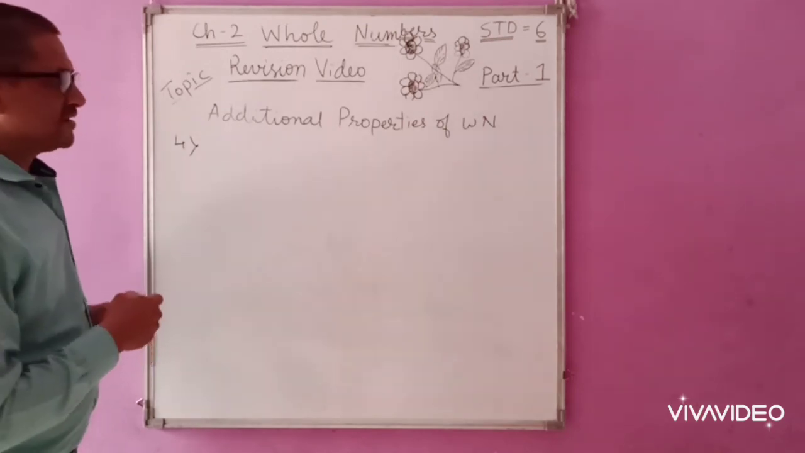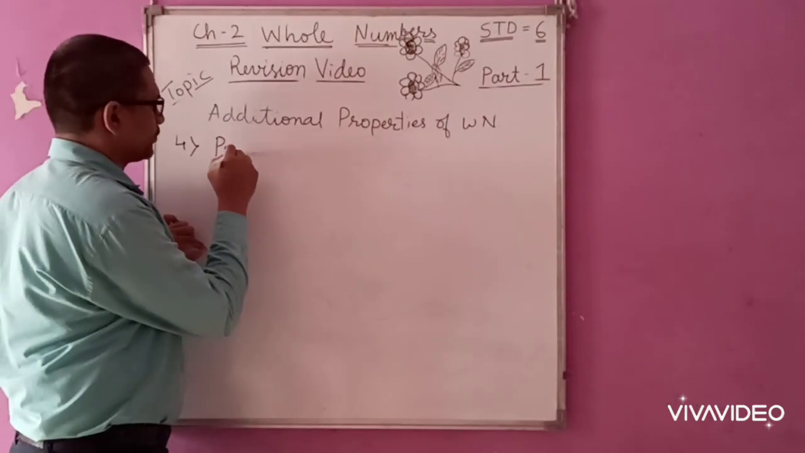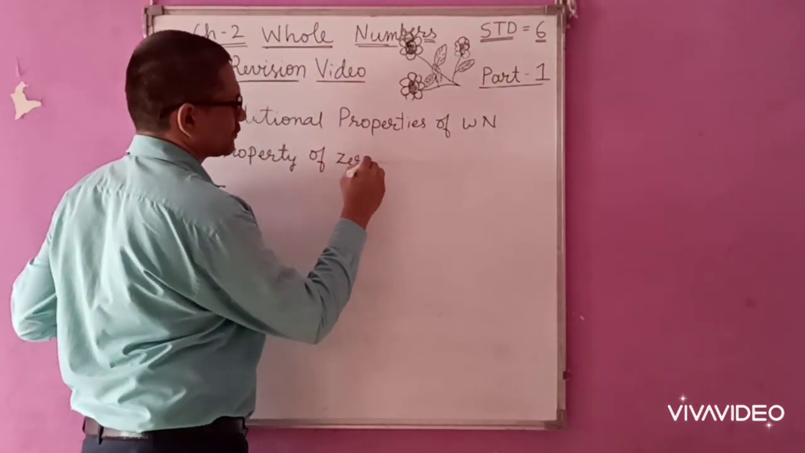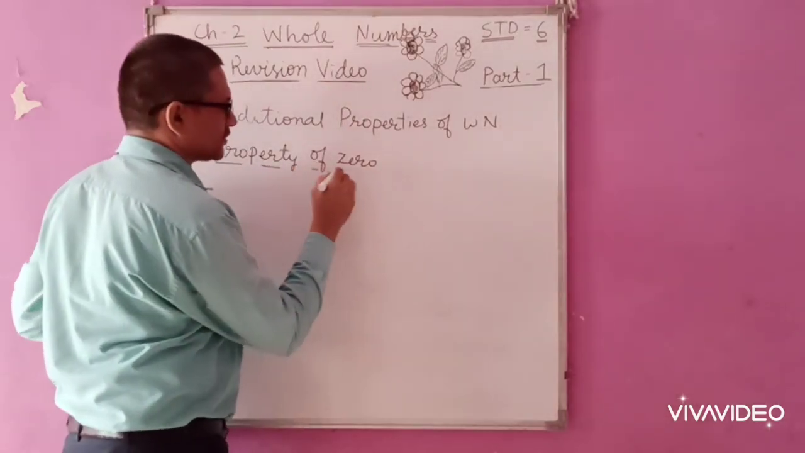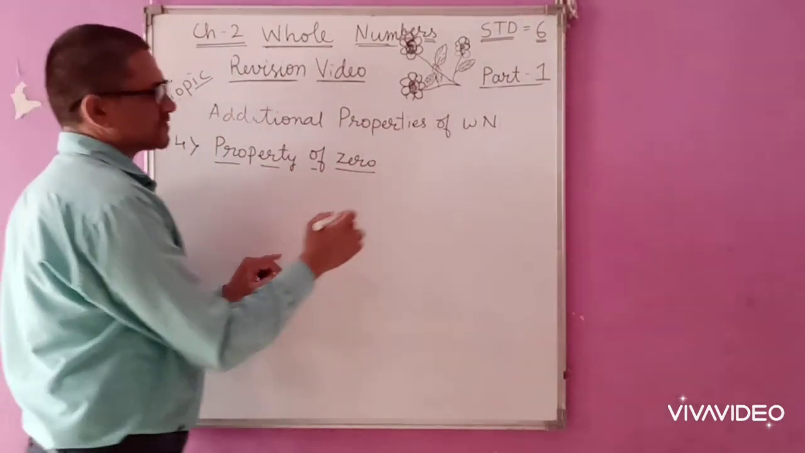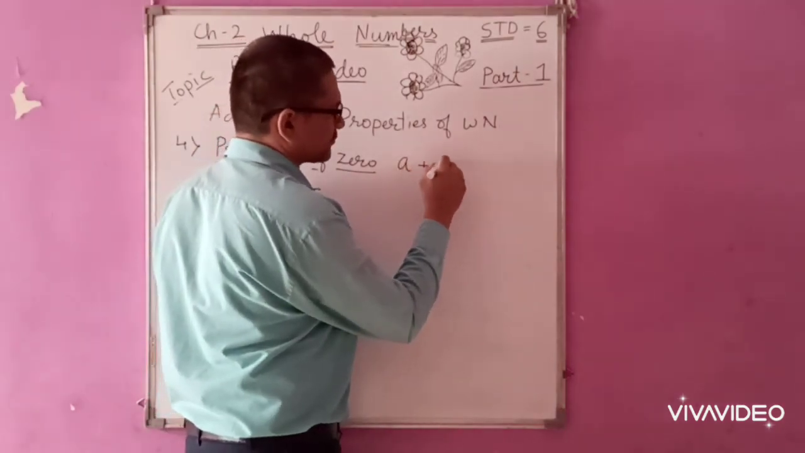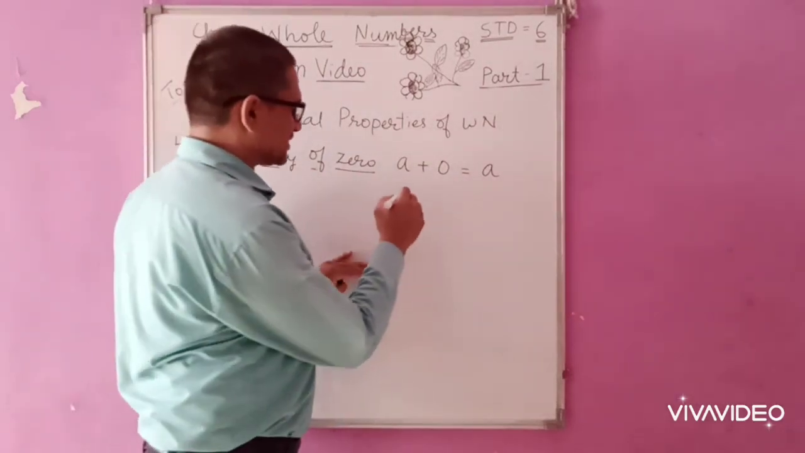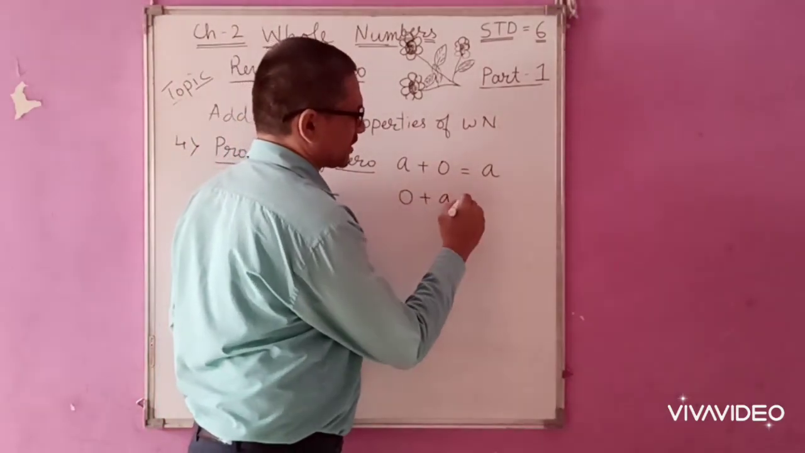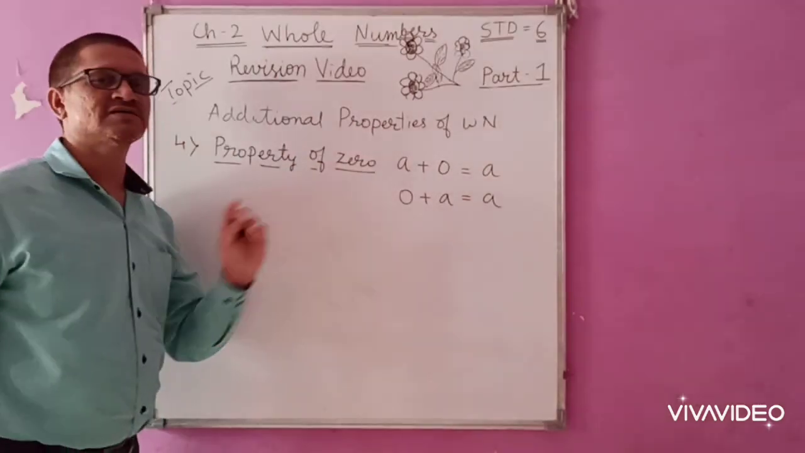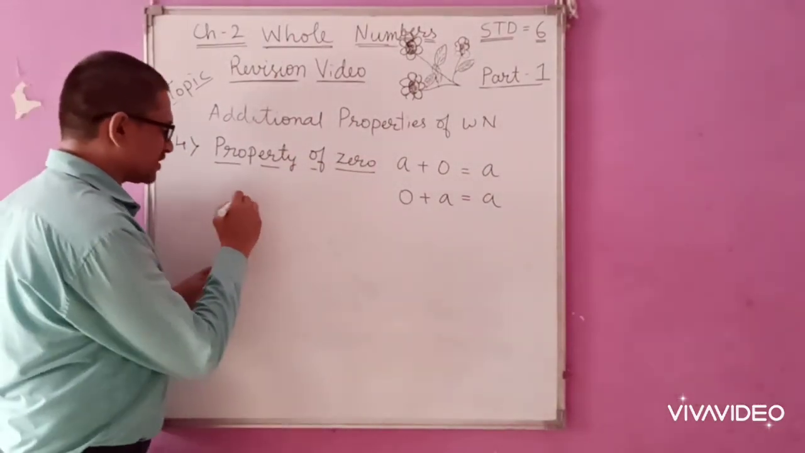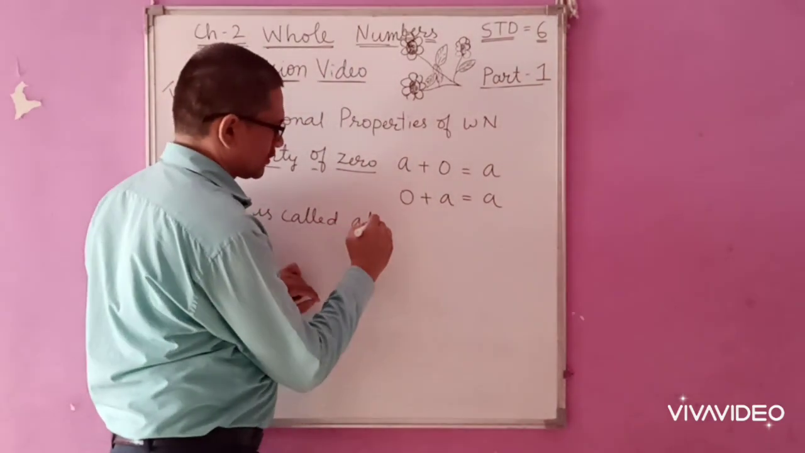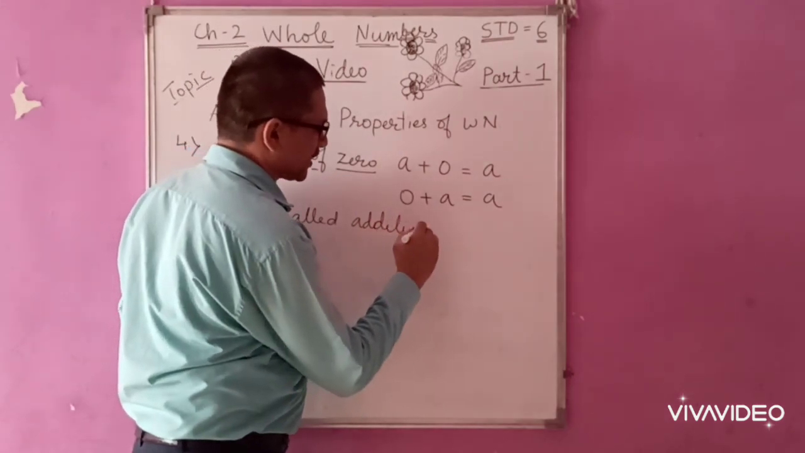Fourth property, that is property of 0. So what is this property of 0? Property of 0 means any number added to 0 is equal to the same number, or we can say 0 added to any number is equal to the same number. Both are same. So that is why 0 is called additive identity.